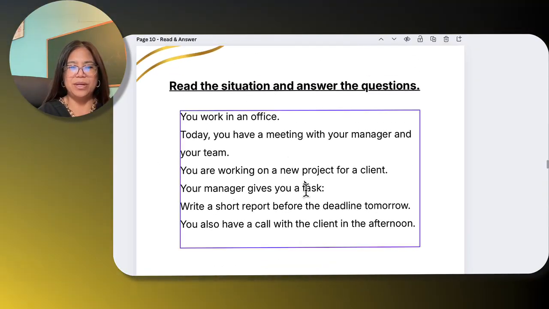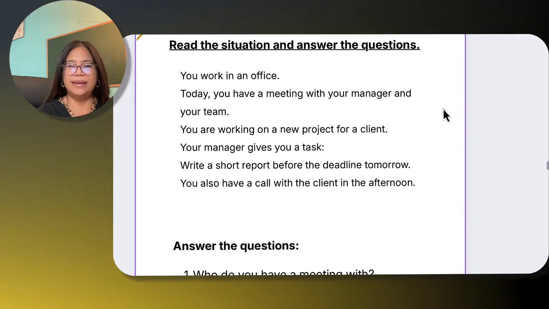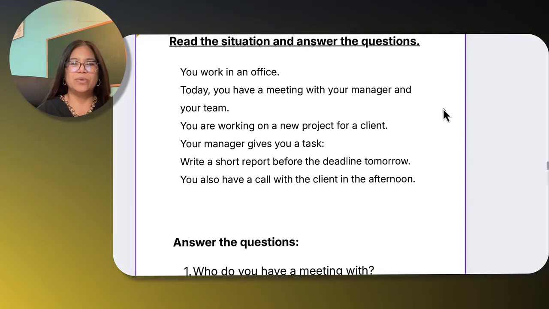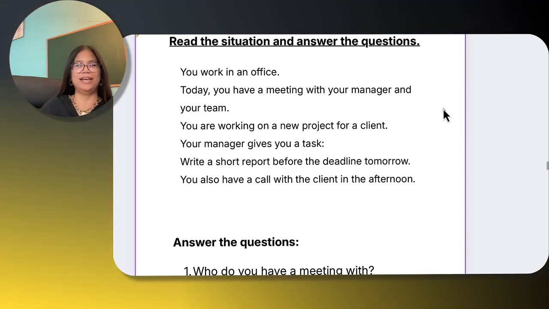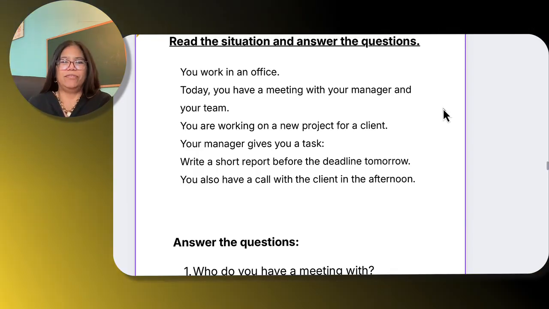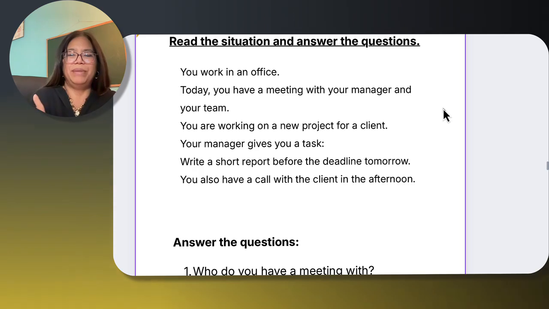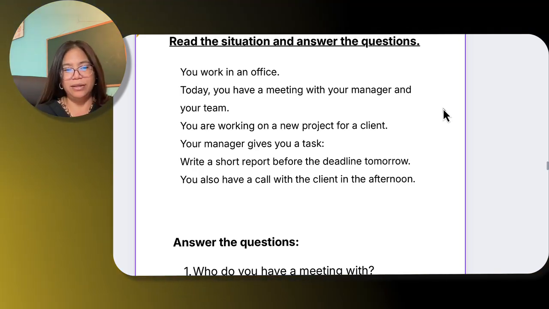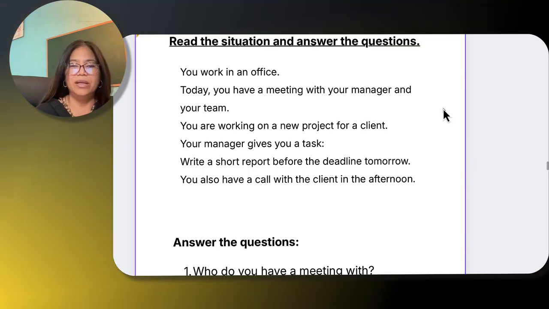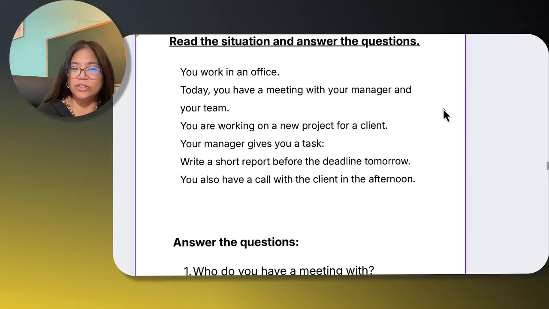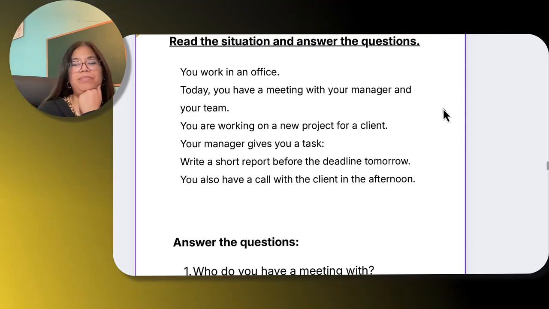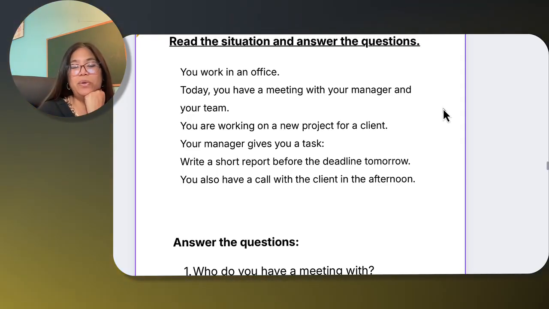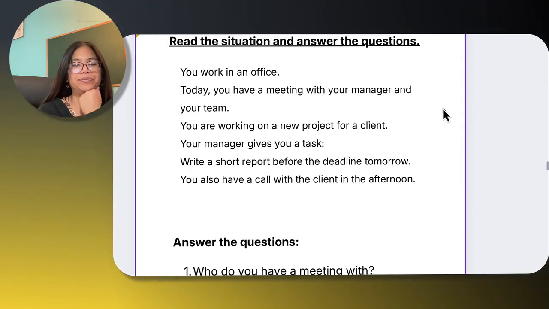We continue with the next one. Read the situation and answer the questions. You work in an office. Today you have a meeting with your manager and your team. You are working on a new project for a client. Your manager gives you a task. So, write a short report before the deadline tomorrow. You also have a call with the client in the afternoon.